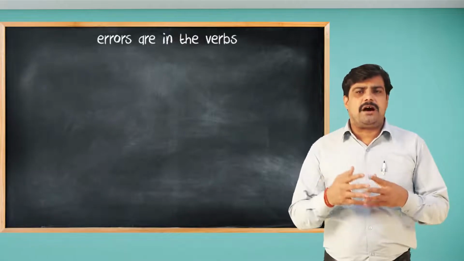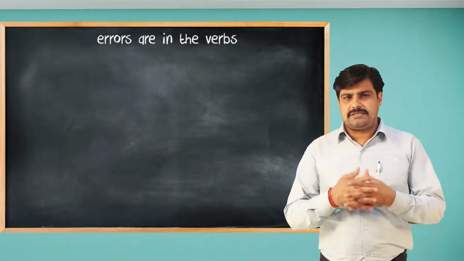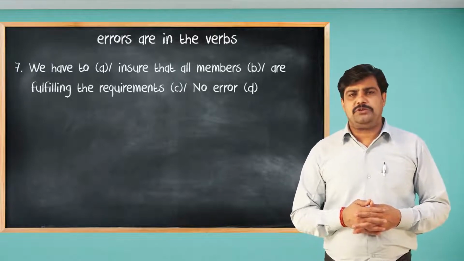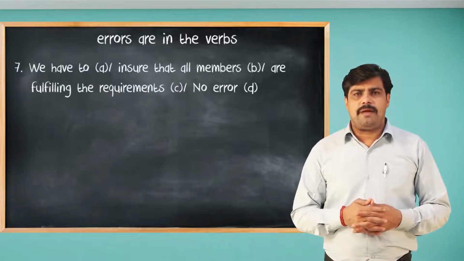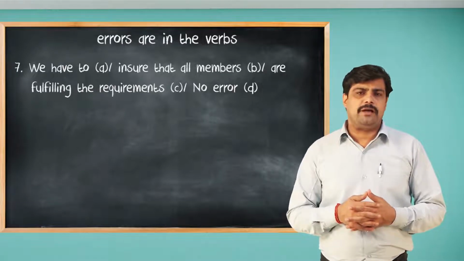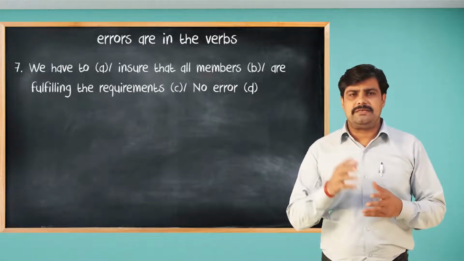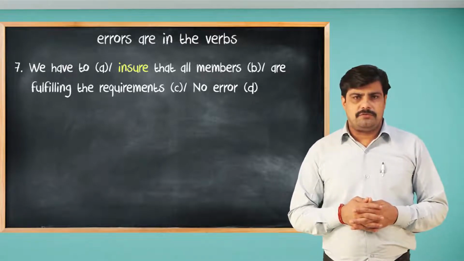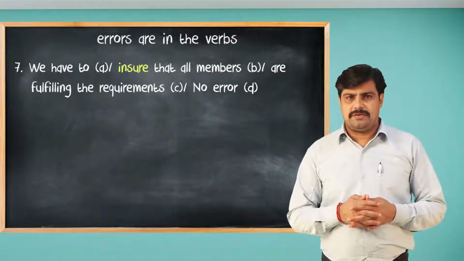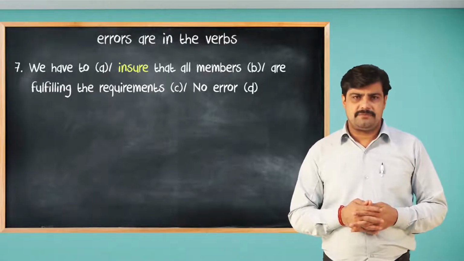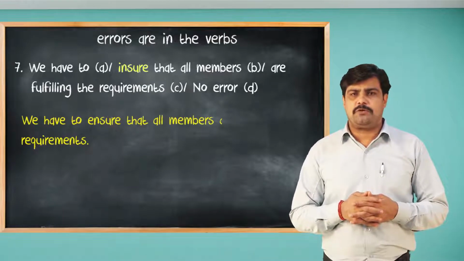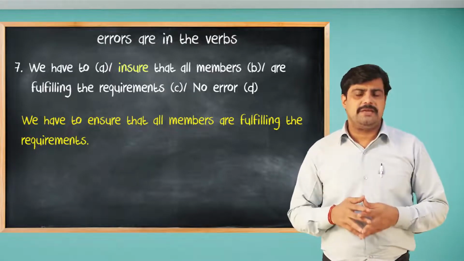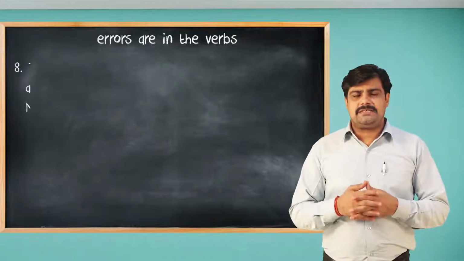Sometimes the errors are in the verb itself. So let's take another sentence. We have to ensure that all members are fulfilling the requirements. Now in this sentence, the verb ensure is wrong. We should say ensure, E-N-S-U-R-E. So replace the verb ensure by ensure. Ensure means to make sure. It is a verb.